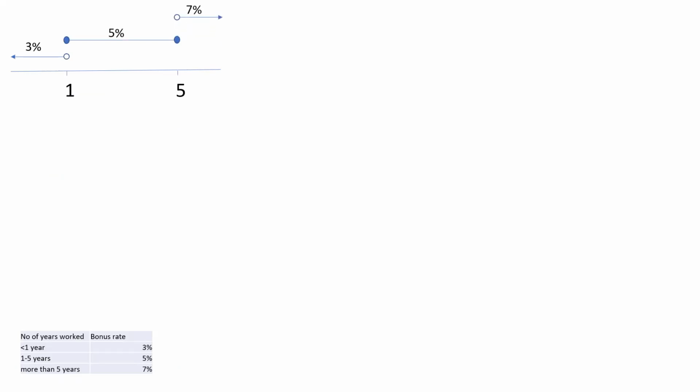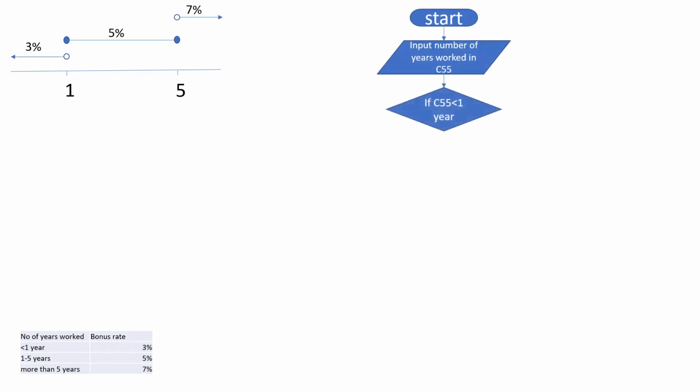Okay, when we have drawn the number line like this, the next thing we have to do is prepare the flow chart. I assume that I enter the number of years worked in the cell C55. After that I compare, starting from left to right. Firstly I check the first range, which means the value is less than 1, we exclude 1. So if C55 is less than 1 year, if it's true, the bonus rate is 3%.